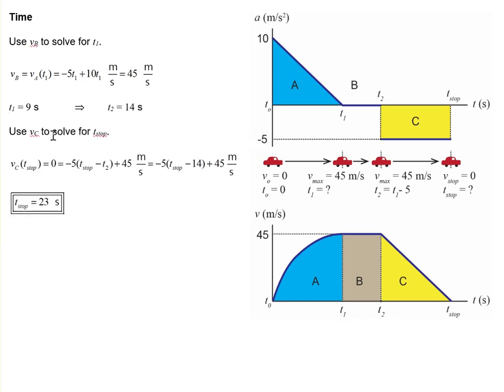We can use VC, the equation we got, to find out what the stop time is. So the velocity at the stop time is 0, of course. So we can plug that into the C equation and get a stop time of 23 seconds.